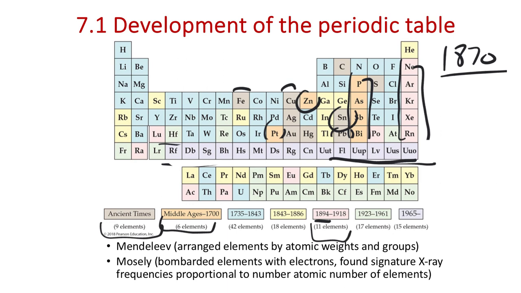And so one of the things that Moseley was able to do is bombard elements with electrons, and then they had a certain X-ray frequency. That X-ray frequency was proportional to the number of protons in the nucleus of the atom. And so that's kind of how the atomic number came to be known, just from bombarding electrons and looking for the X-ray frequency. And that's how different elements in the early days were discovered.